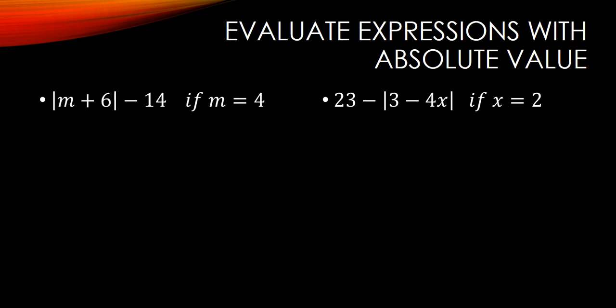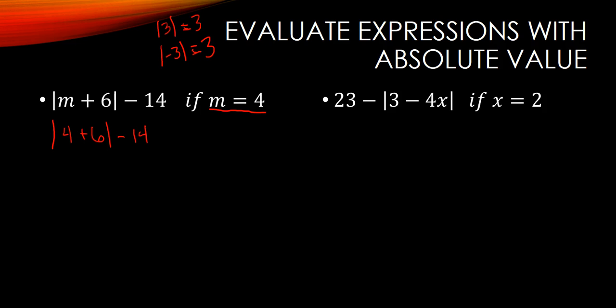So for example, the absolute value of 3 is 3, because 3 is 3 away from 0. The absolute value of negative 3 is also 3, because negative 3 is 3 away from 0. So just keep that in mind. So when we're evaluating expressions, they told us a value for our variable, so we need to substitute that in. And then we can evaluate.